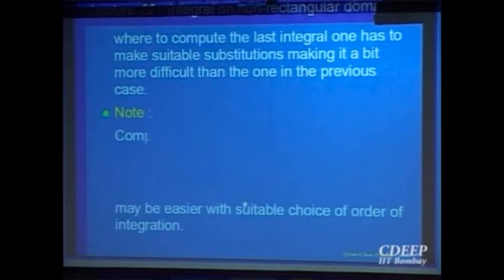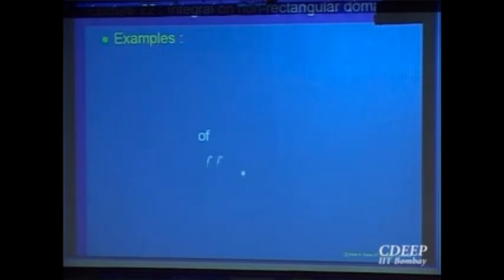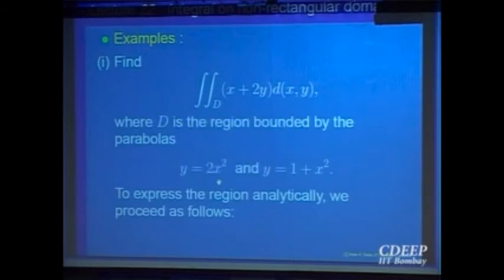So let us summarize what we are saying. Suitable choice of order is important, because one choice of order may give you a simple integral to compute, while the other may not. We proved that they are equivalent, so whichever way you like you can compute, because one may be easier than the other, sometimes. So let us look at some example if it is there. So let us look at this example.